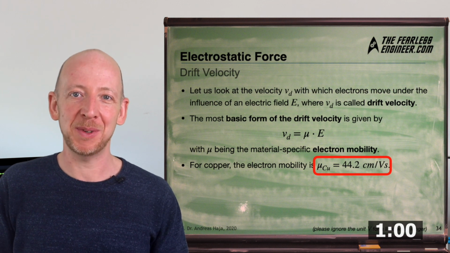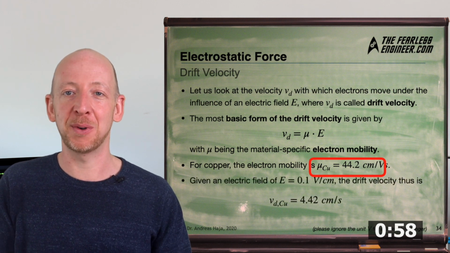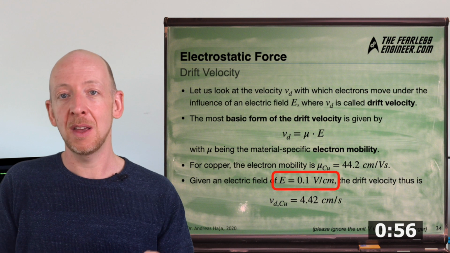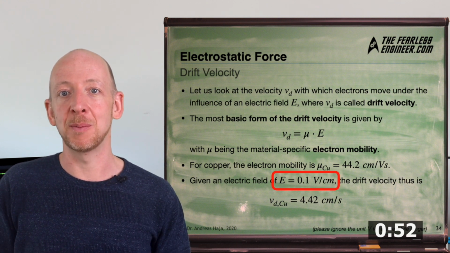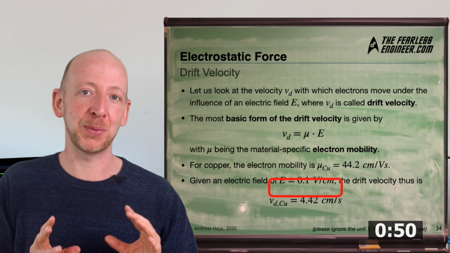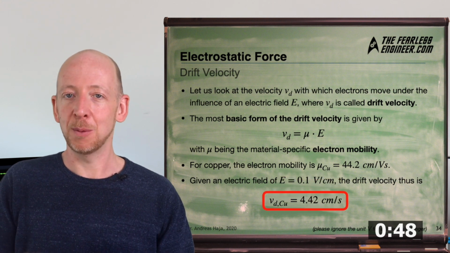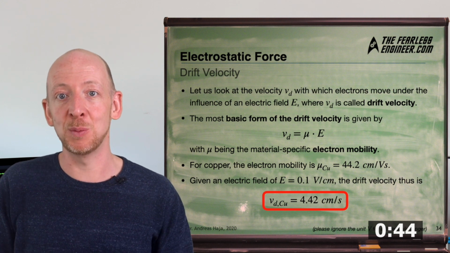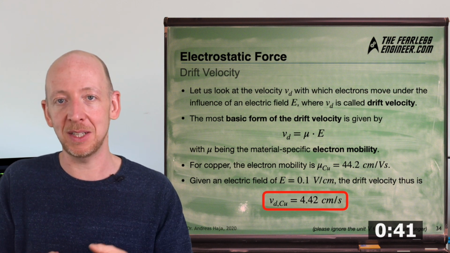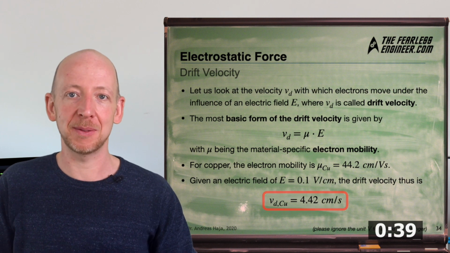Now let's make a small example here. Let's assume we have an electric field of 0.1 volts per centimeter and we have the electron mobility as given above for copper. Then the drift velocity results to only 4.42 centimeters per second, which, if you think about it, is actually really slow. Maybe you had the notion that electrons would move along at light speed, which is, as you can see here, completely not the case.